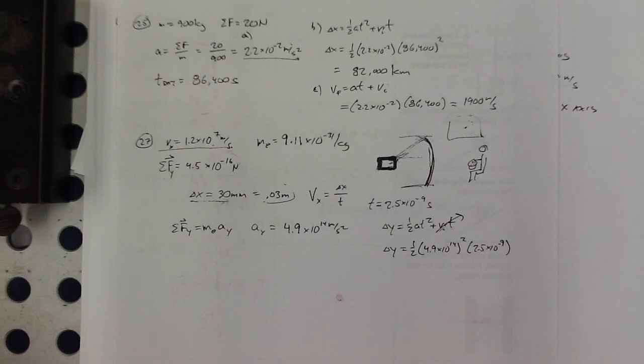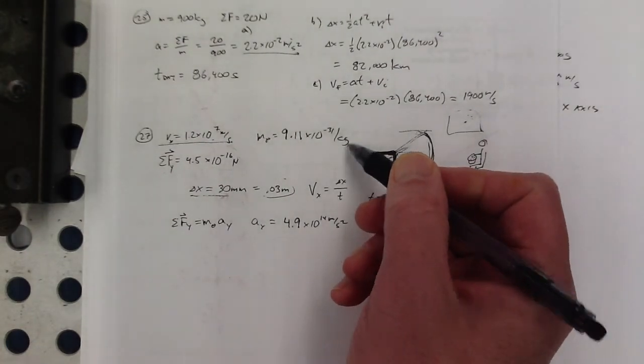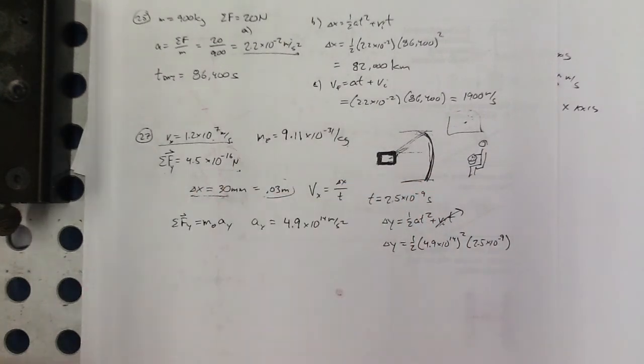0.9. Yeah, that's not right. It's supposed to get 1.5 millimeters here. What did I do? Did I not convert some units here? That's kilograms. That's newtons. Let's see.